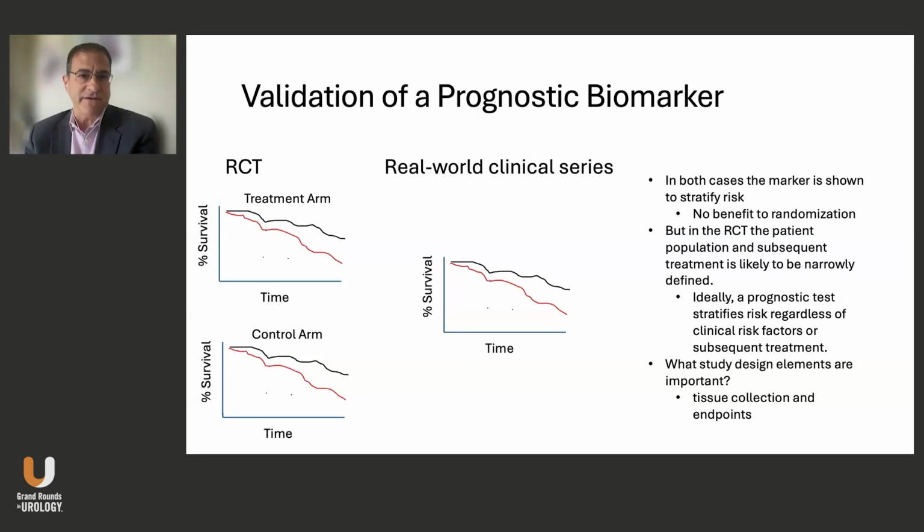It should, if it's a valid prognostic marker, stratify risk in both arms. Now, in the treatment arm, if the drug's successful, the overall risk may be reduced for both groups, but the hazard ratio should be the same in the treatment arm and the control arm between the biomarker positive group and the negative group. That is the signature of a prognostic biomarker. What if I take that same marker and apply it to a really real world clinical series?